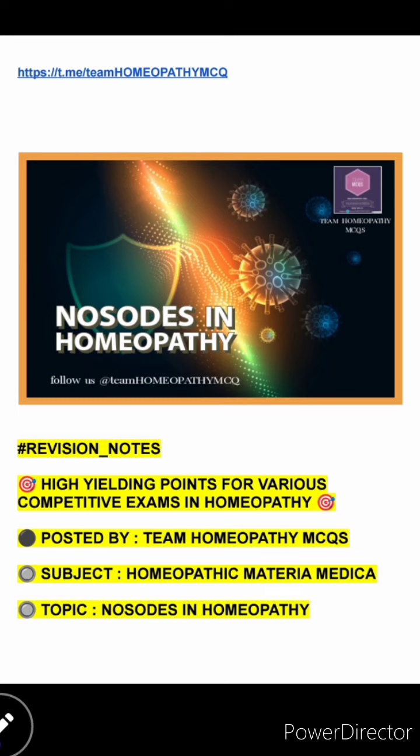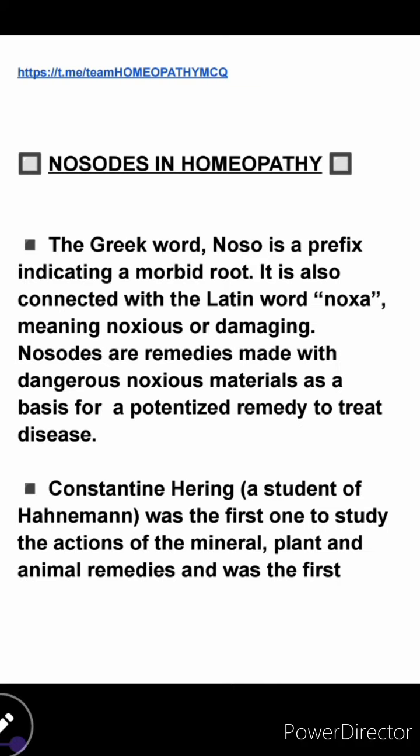So we start with the first, the definition of nosodes in homeopathy. The word nosode is taken from the word noso, meaning a morbid root. It is also connected with noxa, meaning noxious. So these are remedies made with dangerous materials as a base, a potentized remedy to treat disease.